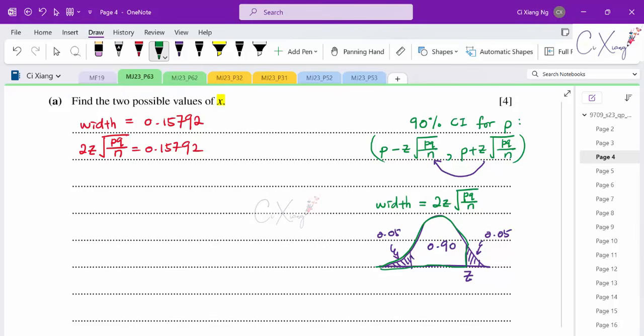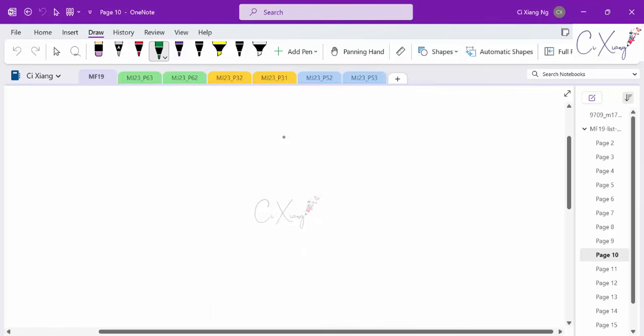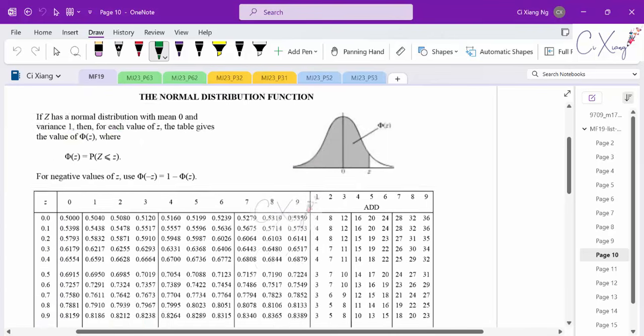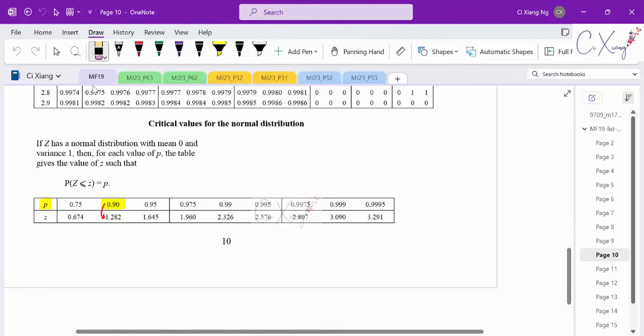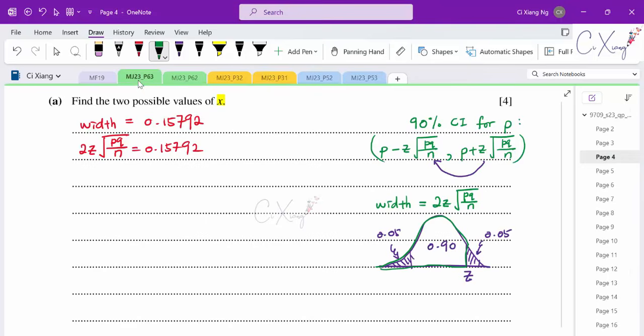Looking for 0.95, we can go to our normal distribution table. Let's scroll down to the bottom. I have the probability and I have the value of Z. So my probability is 0.95, therefore what is my value of Z here? It is 1.645. This is somehow like a shortcut of the table that we can use. So we are having 0.95 probability, the Z value is 1.645. Come back to the question here, we will substitute Z equals 1.645.